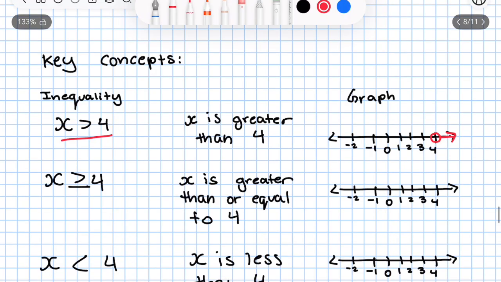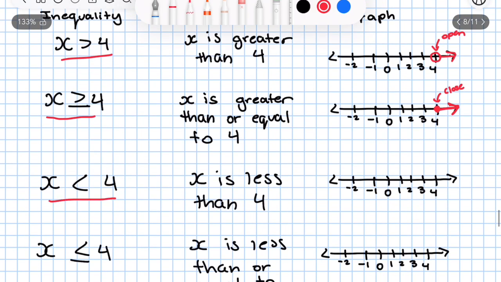For the next one, x is greater than or equal to 4. Here we're going to be closing the circle because we're including 4. Whereas here, which was open, it did not include 4, so it wasn't shaded in. And again, it's greater than, so it's going to be pointing off to the right side.